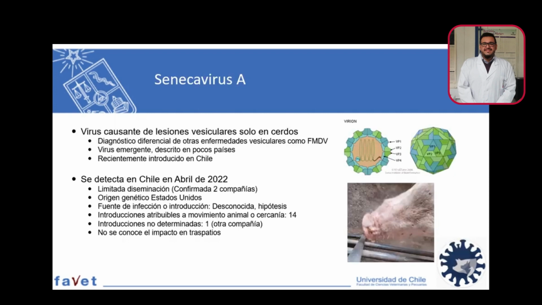And finally, we have the Seneca virus, a virus that has been recently introduced in the country. It was detected in April 2022, and it's an emerging virus described in fewer than 10 countries, and it generates vesicular lesions similar to foot-and-mouth disease, which is the transboundary disease in the world. So that confusion, that differential diagnosis, generates a problem.